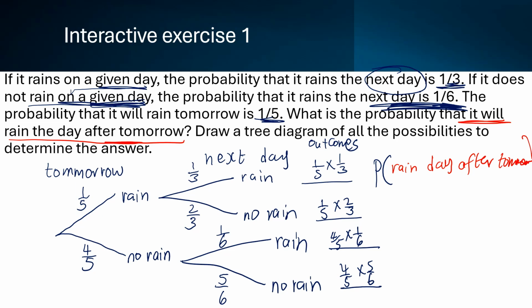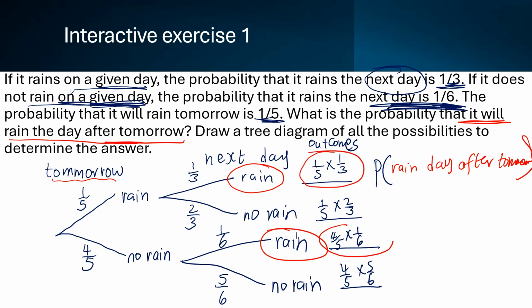Okay, after tomorrow. What's the probability that it will rain the day after tomorrow? That is on the next day, because we have tomorrow here, the day after tomorrow is the next day. What's the probability that it will rain? So they are looking for something that has to do with rain. Okay, so you can clearly see the outcome of the rain. We have already indicated them. They are there. Can you see?